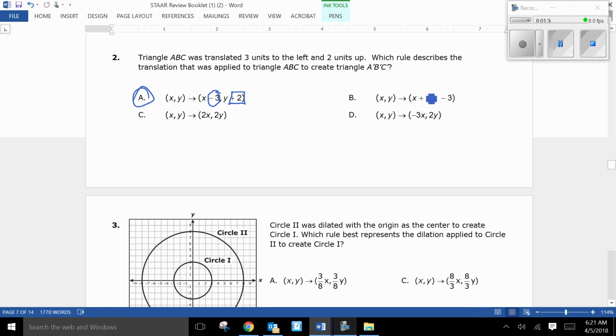B would move it 2 to the right and 3 down. C would be a dilation. And D would also be a dilation. So I would not want to choose either C or D.